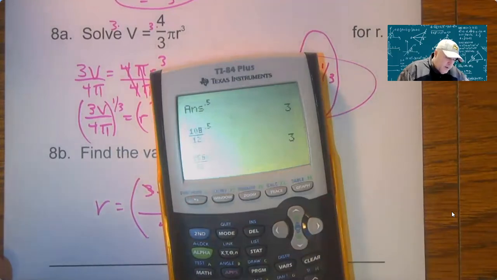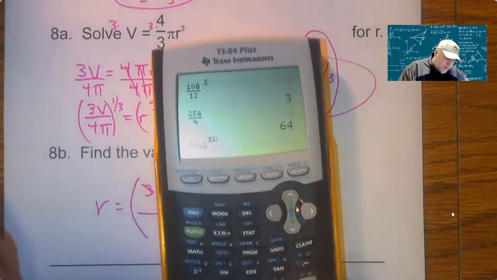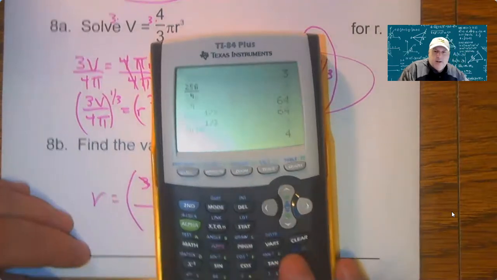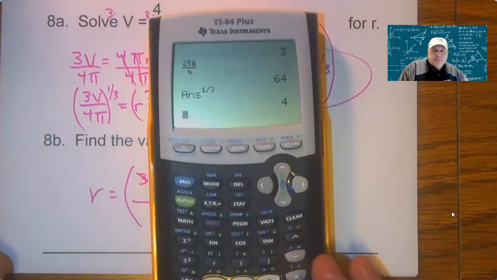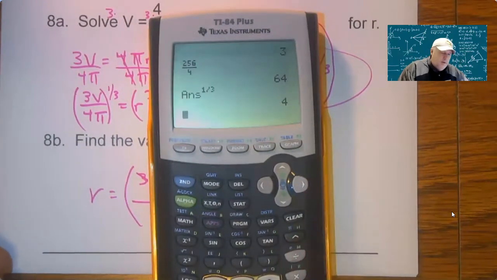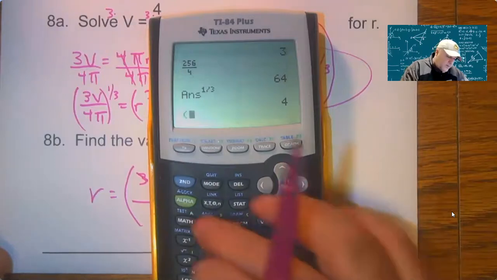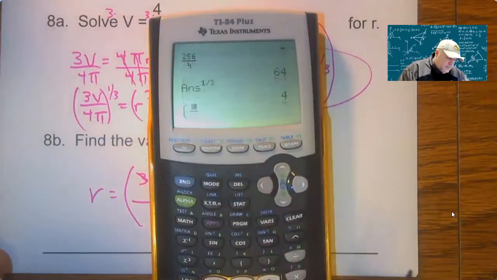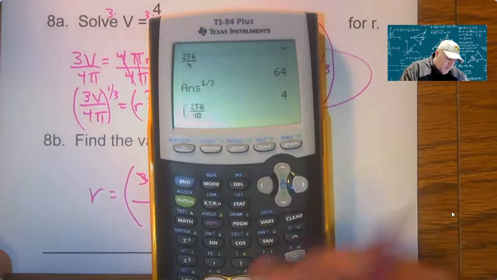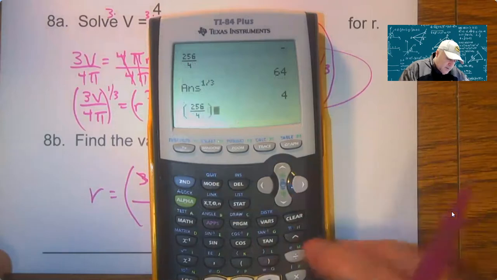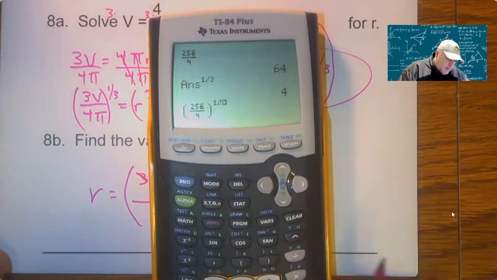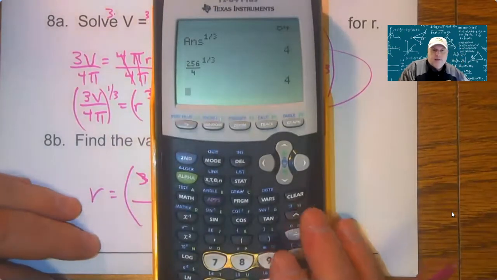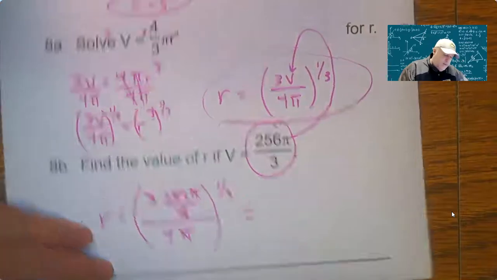Over 4. There it is. Now to the 1/3. So you can just do 1 divided by 3 like that. Or you could enter it all, like I showed you before with parentheses. 256 over 4 to the 1/3. You can do that too. All right, so that is 4.